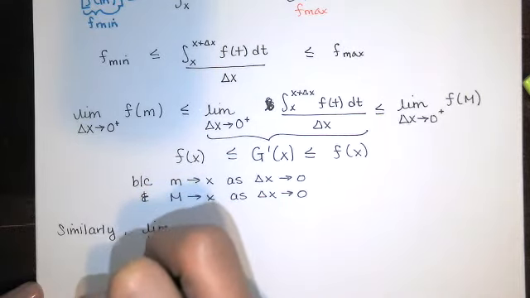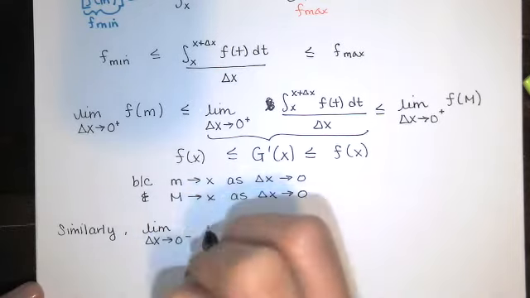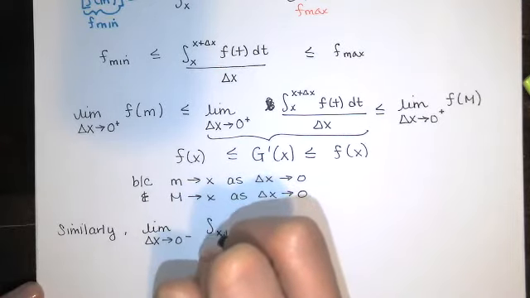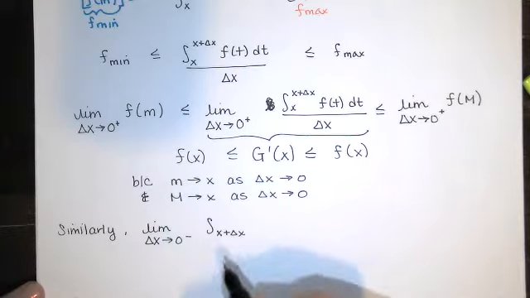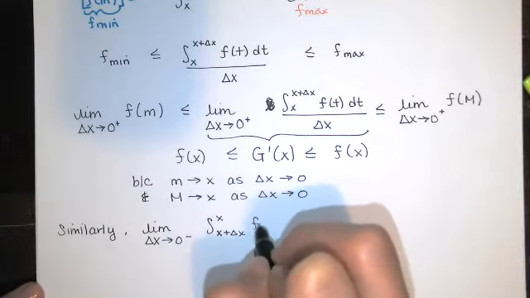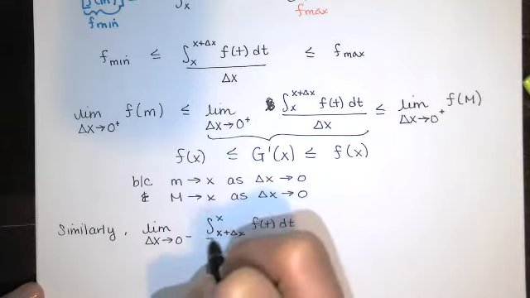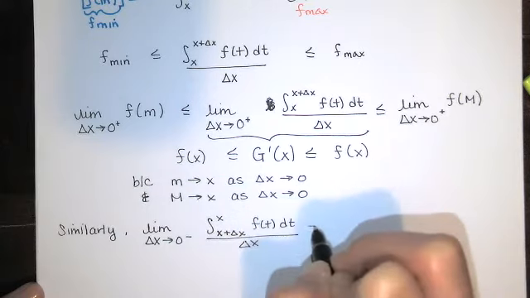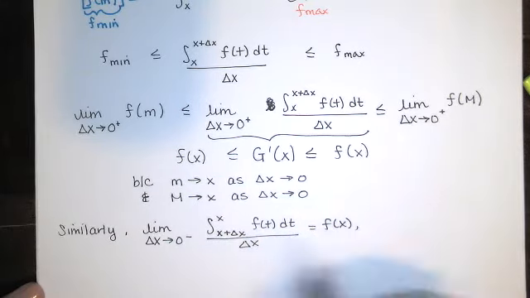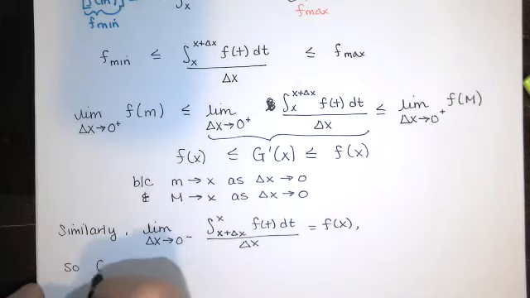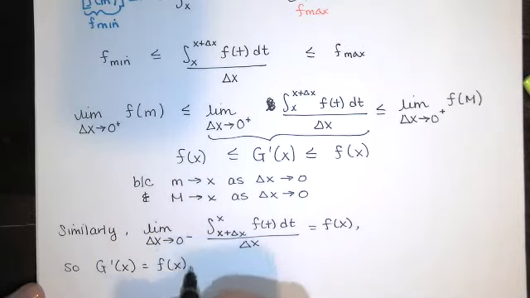the limit as delta x approaches 0 from the left of the integral from x plus delta x to x also approaches f of x. So g prime of x is equal to f of x. And that's what we were trying to prove.